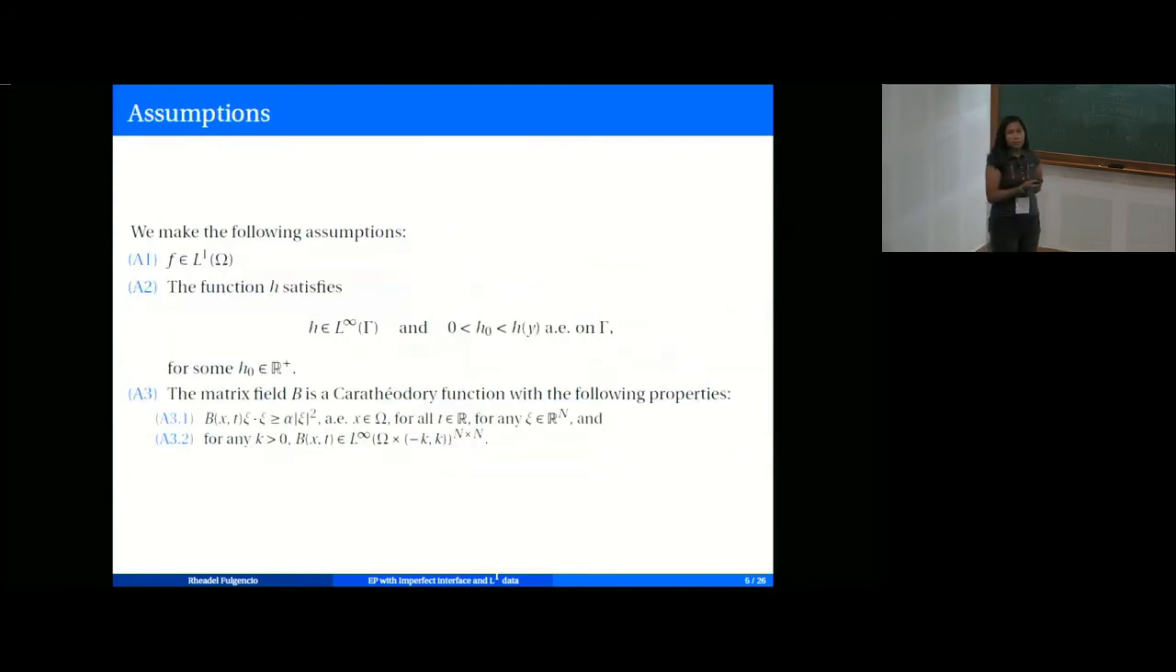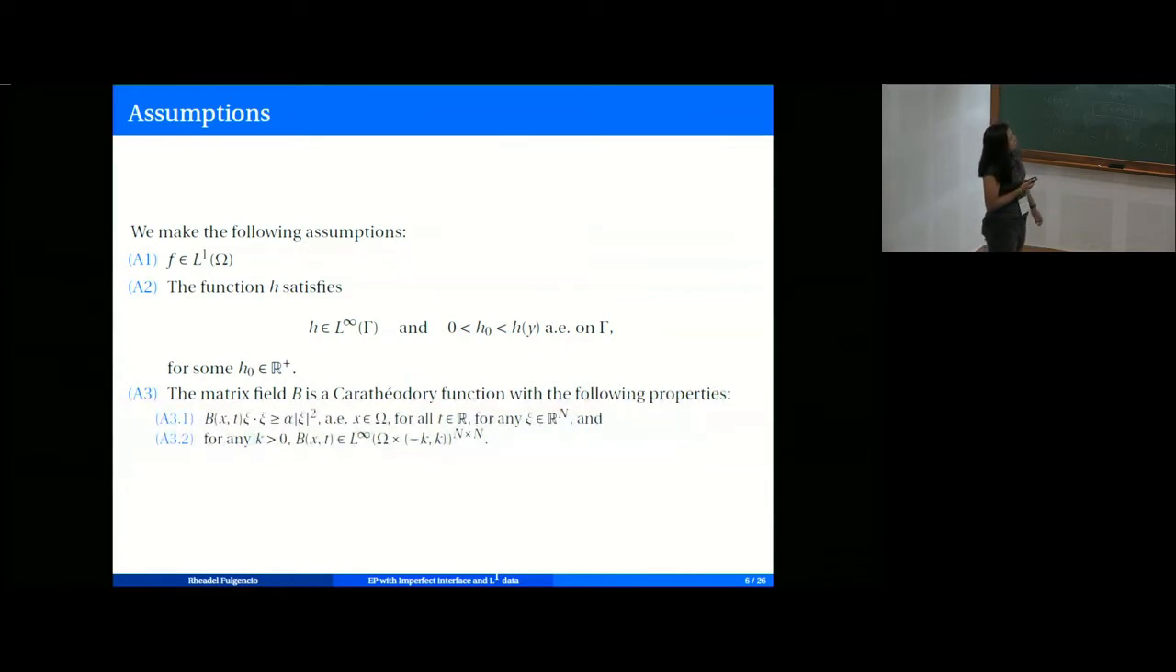Okay, so our assumptions. The difference with the previous presentations is just that our data f is an L1 function. The rest is standard: h is L infinity with a lower bound, and A is a Carathéodory function with the ellipticity condition. And we have a slightly different, but almost the same, condition on B, which is that B is L infinity on omega cross the interval from negative k to k, for any k.